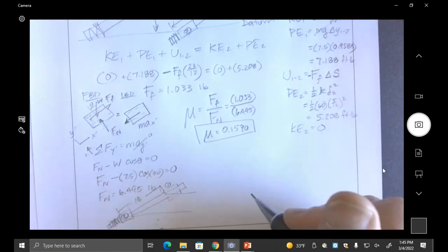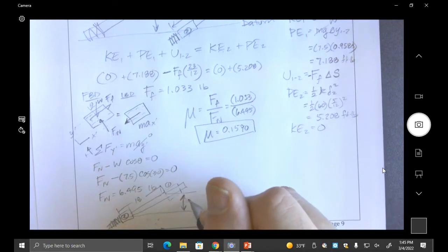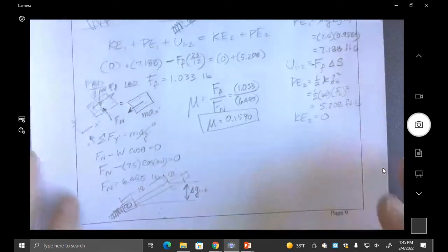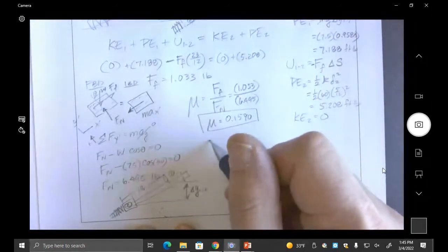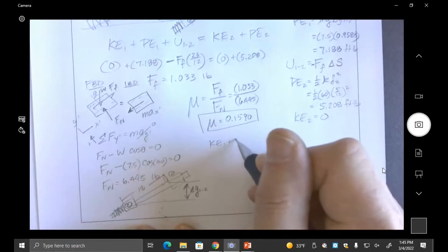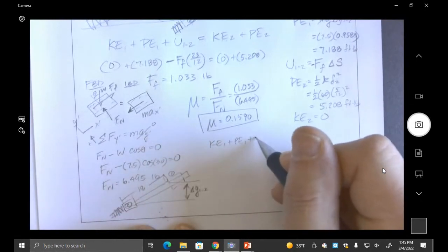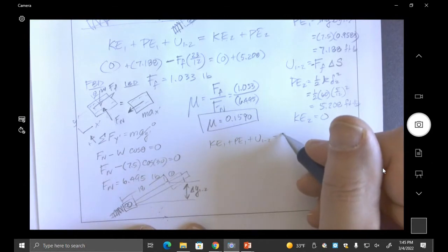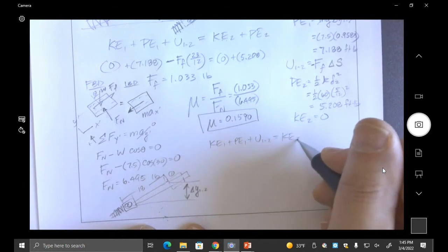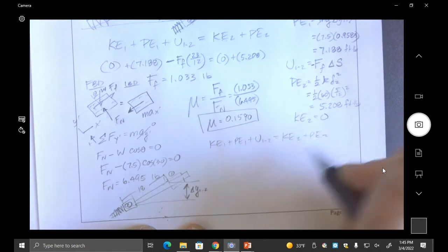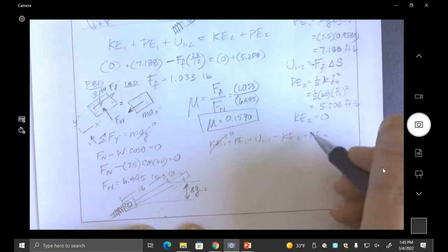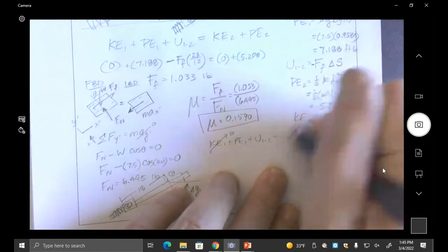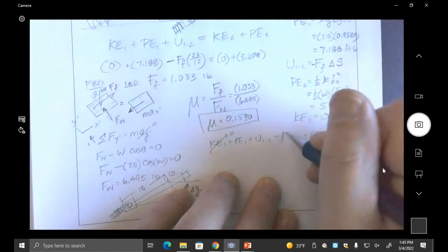So that's state 2. And so here we're resetting everything, so we can reuse some of the variables. We're going to have KE1 plus PE1 plus friction from 1 to 2 equals my KE2 plus PE2. We still have, this is still 0, and this is still 0. No, that's not 0. Sorry, my bad. That's not 0.